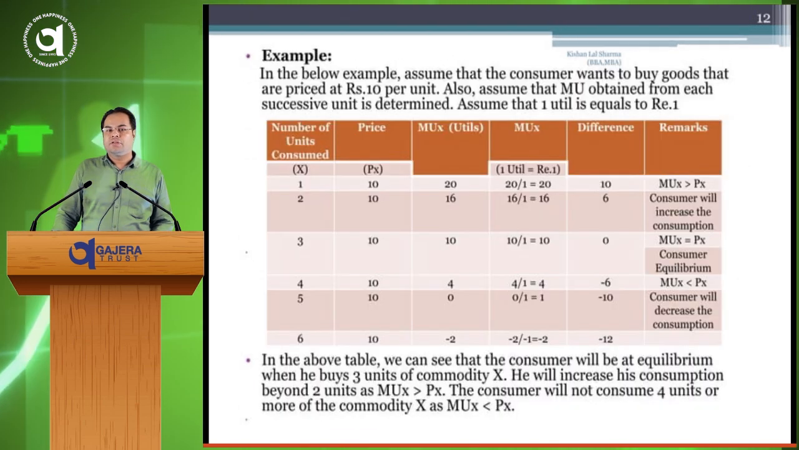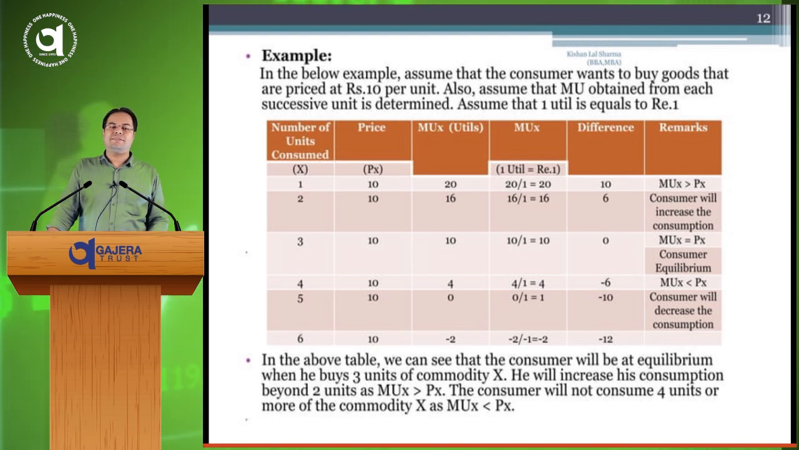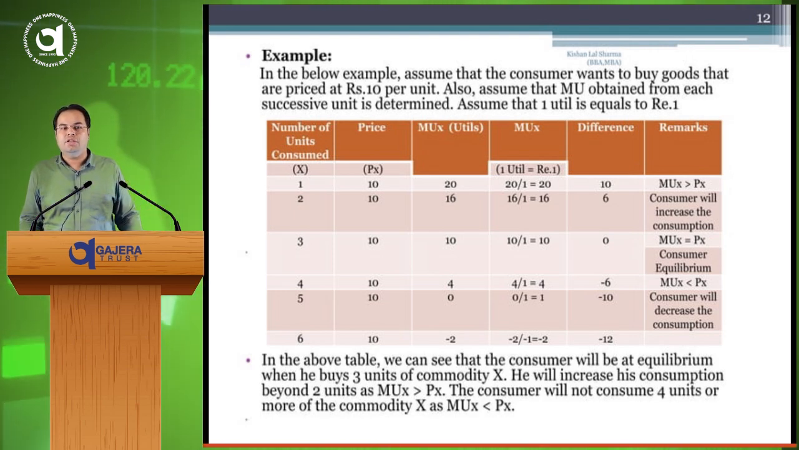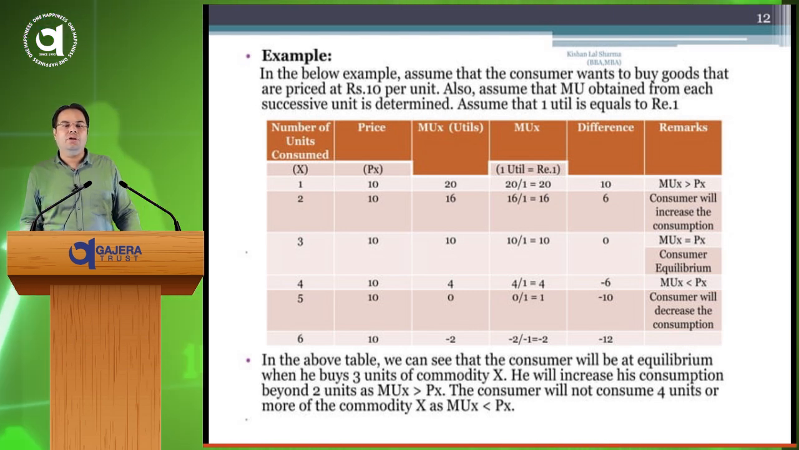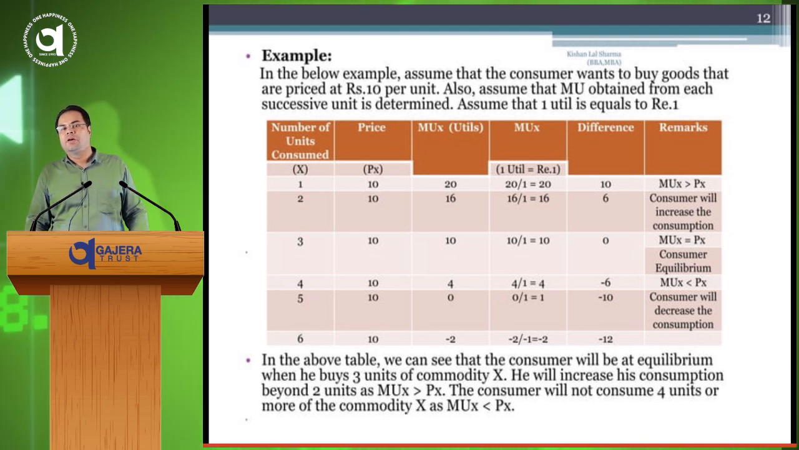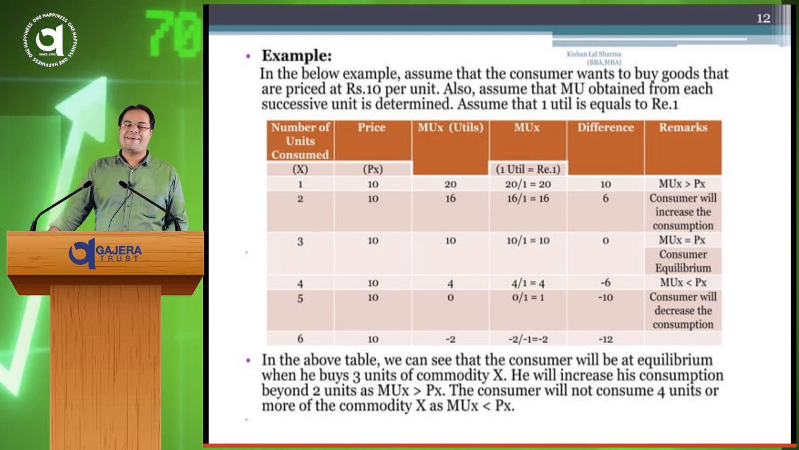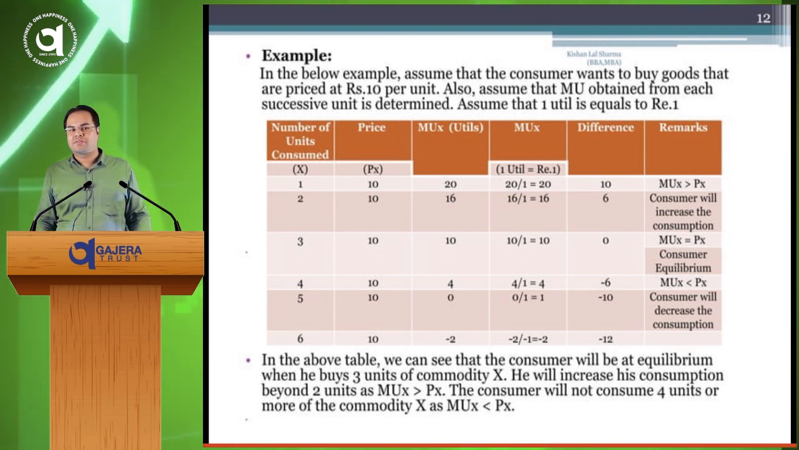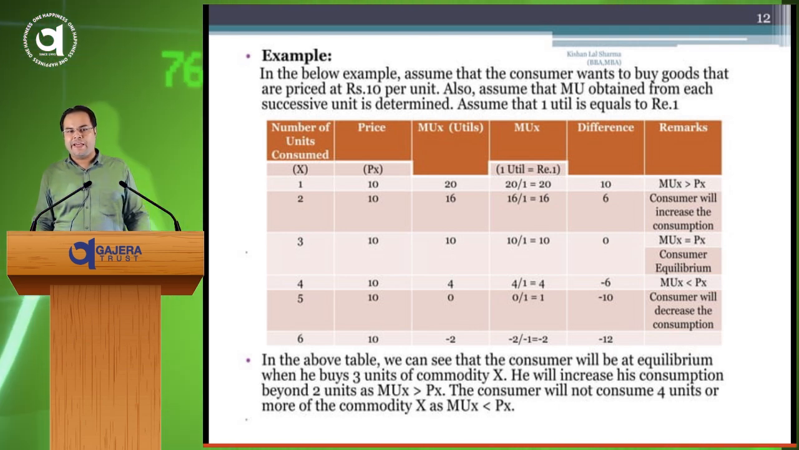You can see an example given below, you will understand better. See, in the example here, assume that a consumer wants to buy a good that costs rupees 10 per unit. Also assume that marginal utility obtained from each successive unit is determined. Okay, suppose we assume that 1 util is equal to 1 rupee. So as you can see in the table, X is the number of units consumed, 1 to 6.